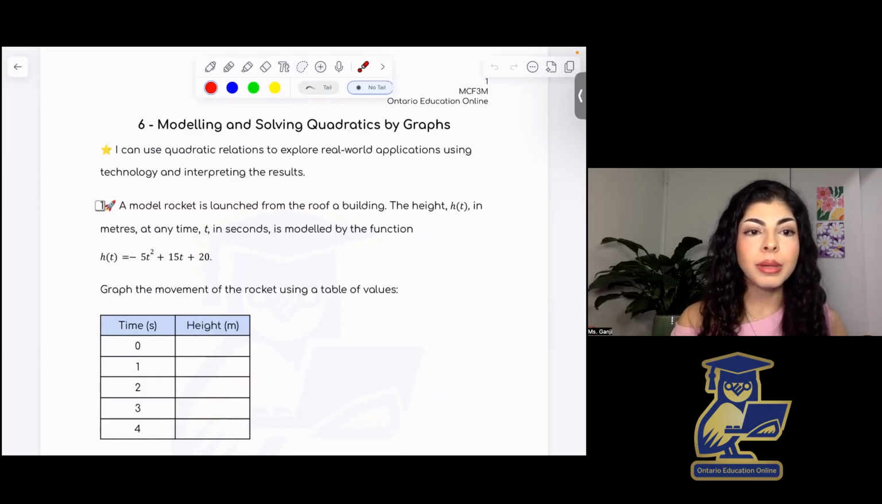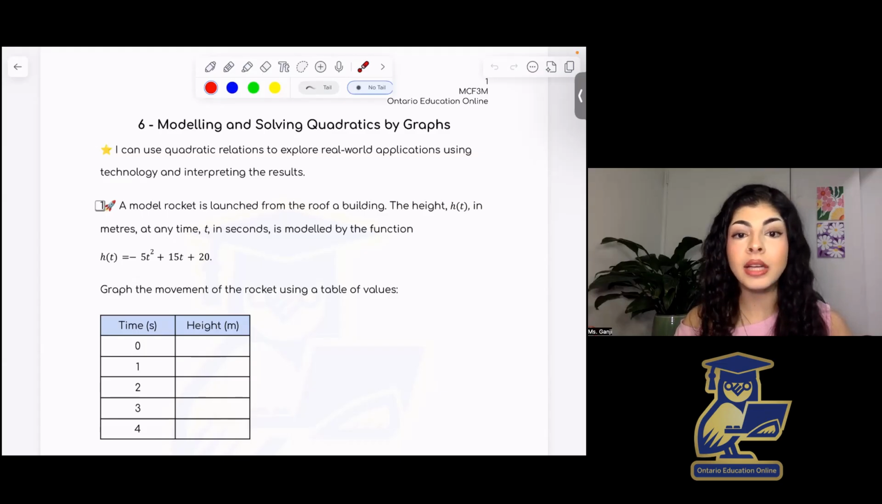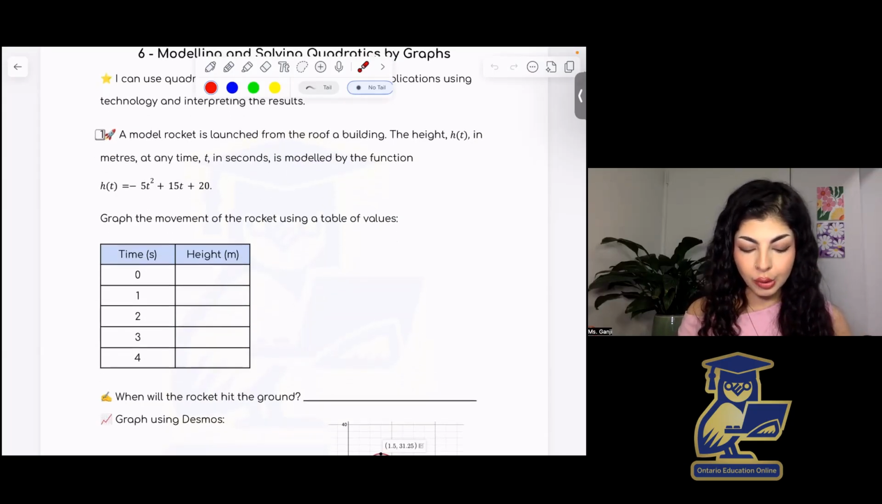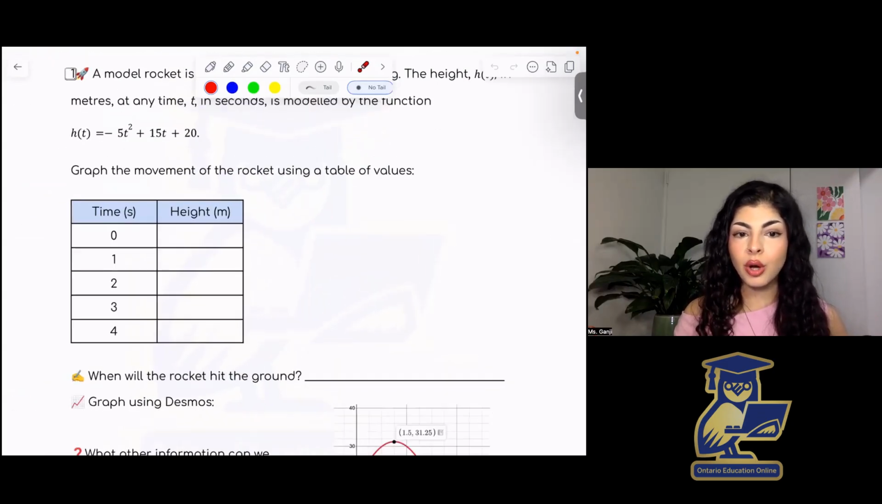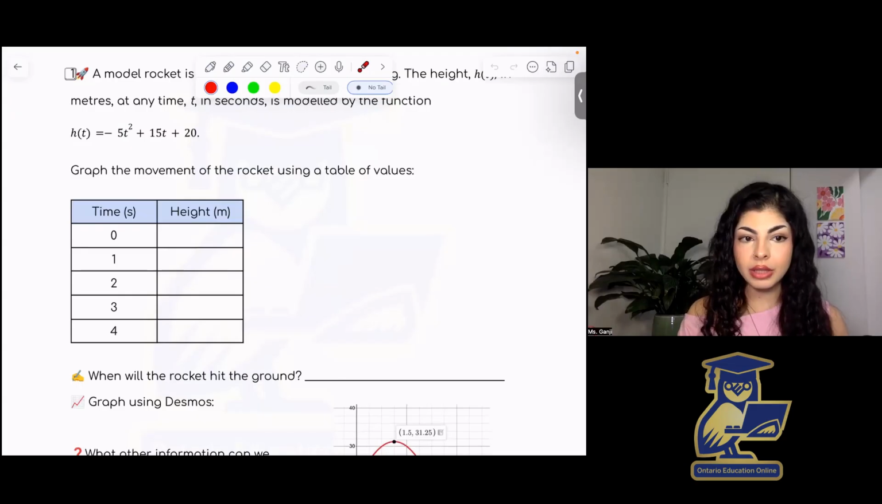So here, our first problem is a model rocket is launched from the roof of a building. The height h of t in meters at any time t in seconds is modeled by the function that's given to you. So h of t is equal to negative 5t squared plus 15t plus 20. So first you're asked to graph the movement of the rocket using a table of values. So take a moment here to pause and fill out the table of values.